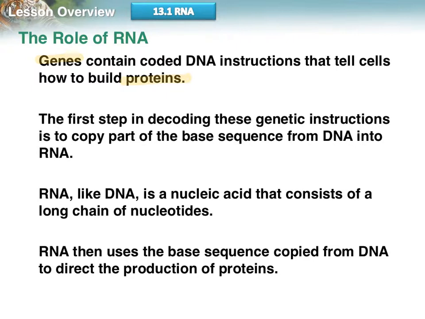The first step to decode this genetic instruction is to copy part of the base sequence from DNA into RNA. And RNA, like DNA, is a nucleic acid that is made of a large chain of nucleotides. The RNA then leaves the nucleus and uses that base sequence it copied from the DNA to direct the making of the proteins. So first we need to copy the DNA into RNA, and then the RNA makes the proteins.